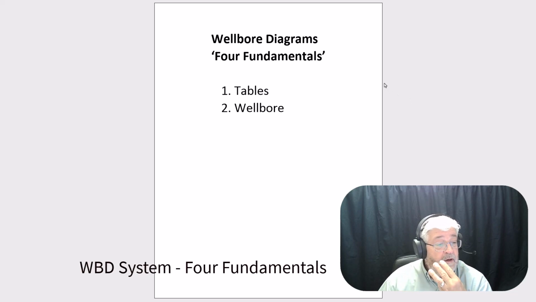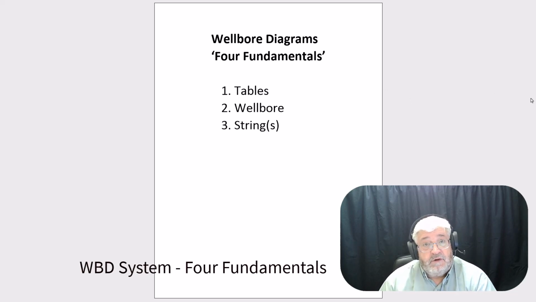And number 3 would be strings. Could be 1 string, 2 string, dual strings, tubing, inside tubing. The string represents completion or downhole components installed in the wellbore after the drilling and casing have been completed. It can include strings, packers, safety valves, gas lift mandrels, downhole pumps, any other downhole jewelry.